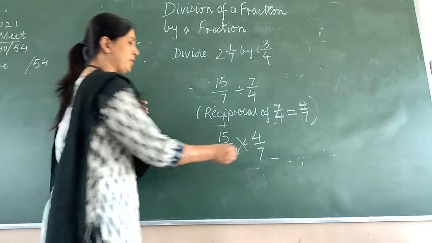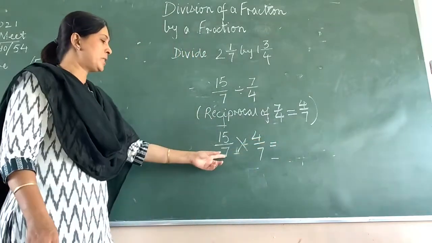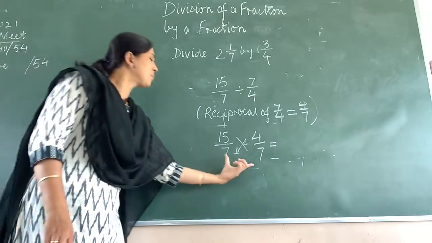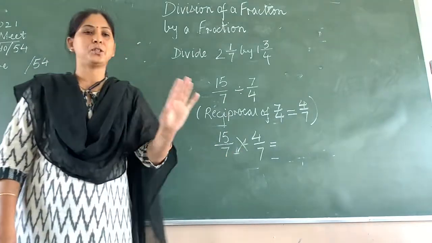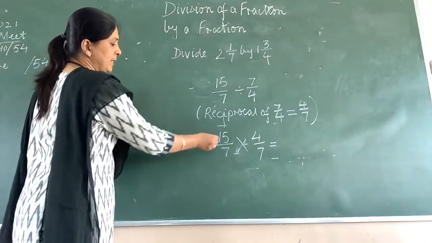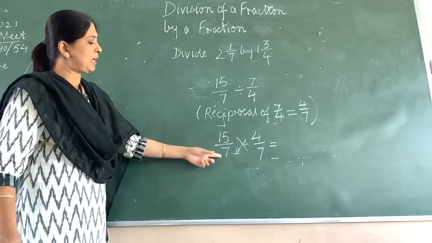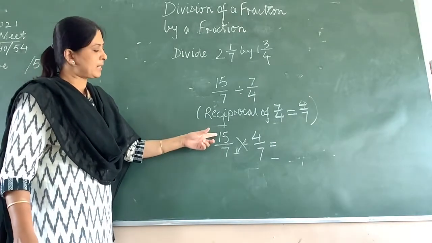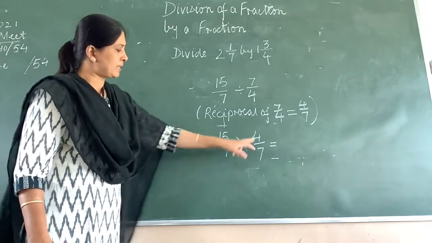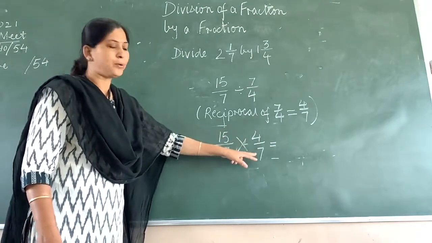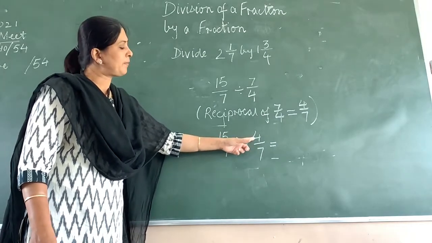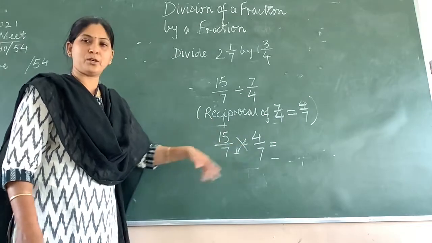Okay, now children, see, you will see 7 and 7 in the denominator place and you would like to reduce. But see, since both of them are denominators, they cannot be reduced. Now see, 15 and 7, do they have any common factor? Is there any number which will divide 15 and 7? No, children. Now see, 4 and 7, can they be reduced? Is there any number which will divide this and this? No, they do not have any common factor.